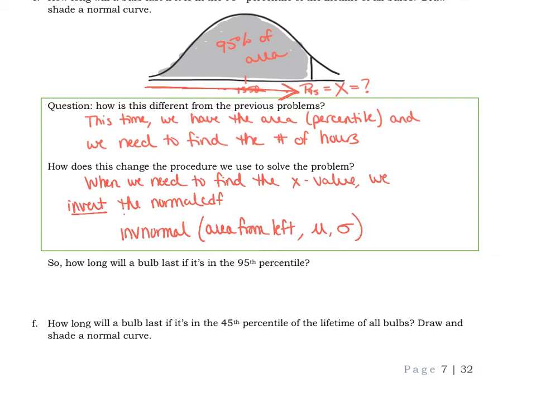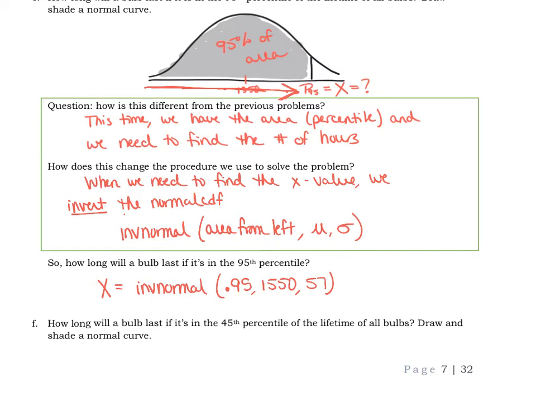So how long will a bulb last if it's in the 95th percentile? We're trying to find an x value, so we use our inverse normal. Those of you without the prompts, the area from the left, starting all the way down here up to where we want to stop, is 95% of the area. Enter that as a decimal. Our mean is still 1,550 hours, and our standard deviation is 57.